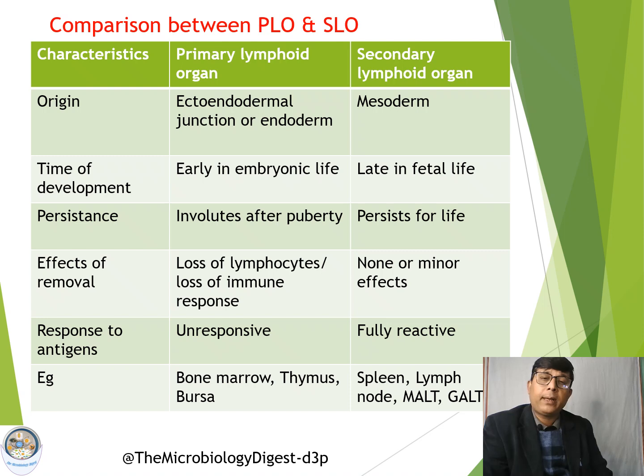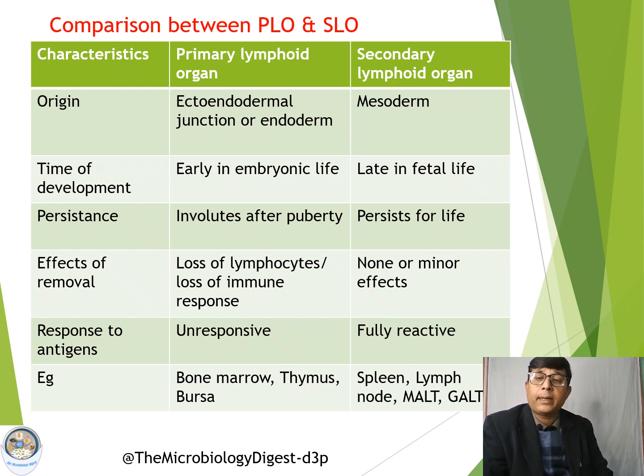Then time of development: the primary lymphoid organs develop early in the embryonic life, whereas the secondary lymphoid organs develop late in the fetal life. Now persistence: primary lymphoid organs involute after puberty, whereas the secondary lymphoid organs persist throughout life.